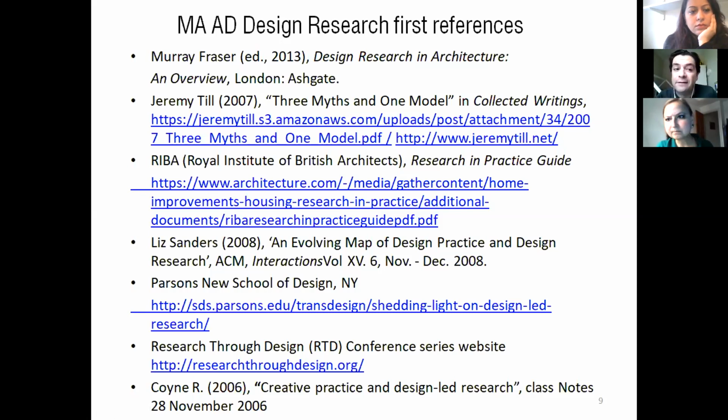So probably because of its immediacy, Jeremy Till's one, after our explanation today, would apply very much. And then that book of Design Research in Architecture would be very good. Then you have the other references that might be as well very important for you. Start getting familiarized with what is design research, because this is what you're going to do for the entire year. Okay, thank you. Thank you very much.